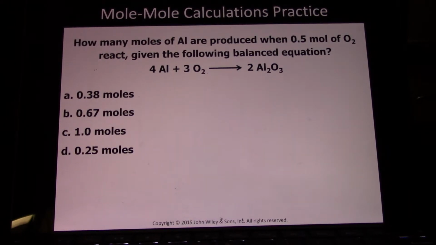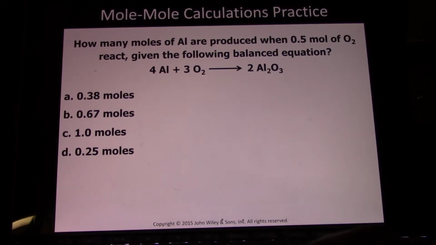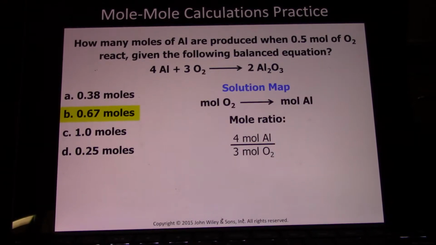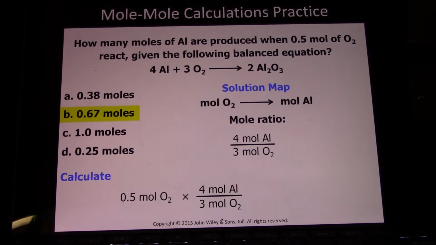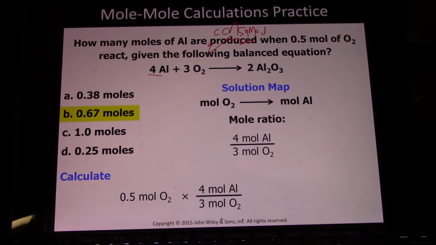How many moles of aluminum are produced when 0.5 moles of oxygen react, given the following balanced equation? Well, if I have 0.5 moles of oxygen, and I'm consuming 4, and that's the problem, that "produced" should be "consumed." Aluminum is a reactant. Reactants get consumed. Products get produced. So this chapter has a few typos. So how many moles of aluminum are consumed when 0.5 moles of oxygen react?